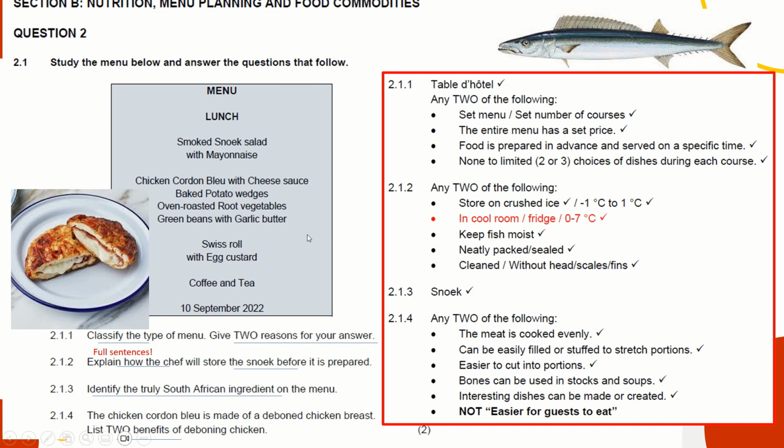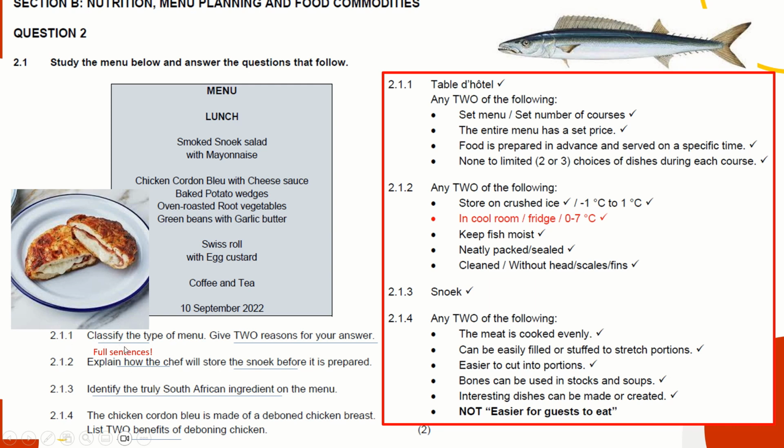Question 2, here you need to study the menu below, and you have to answer the questions that follow. The menu consists of a lunch menu. The starter is smoked snoek salad with mayonnaise. The main course is a chicken cordon bleu with a cheese sauce, baked potato wedges, oven roasted root vegetables, as well as green beans with a garlic butter. The dessert is a Swiss roll with an egg custard, and remember the egg custard is also known as a crème anglaise.